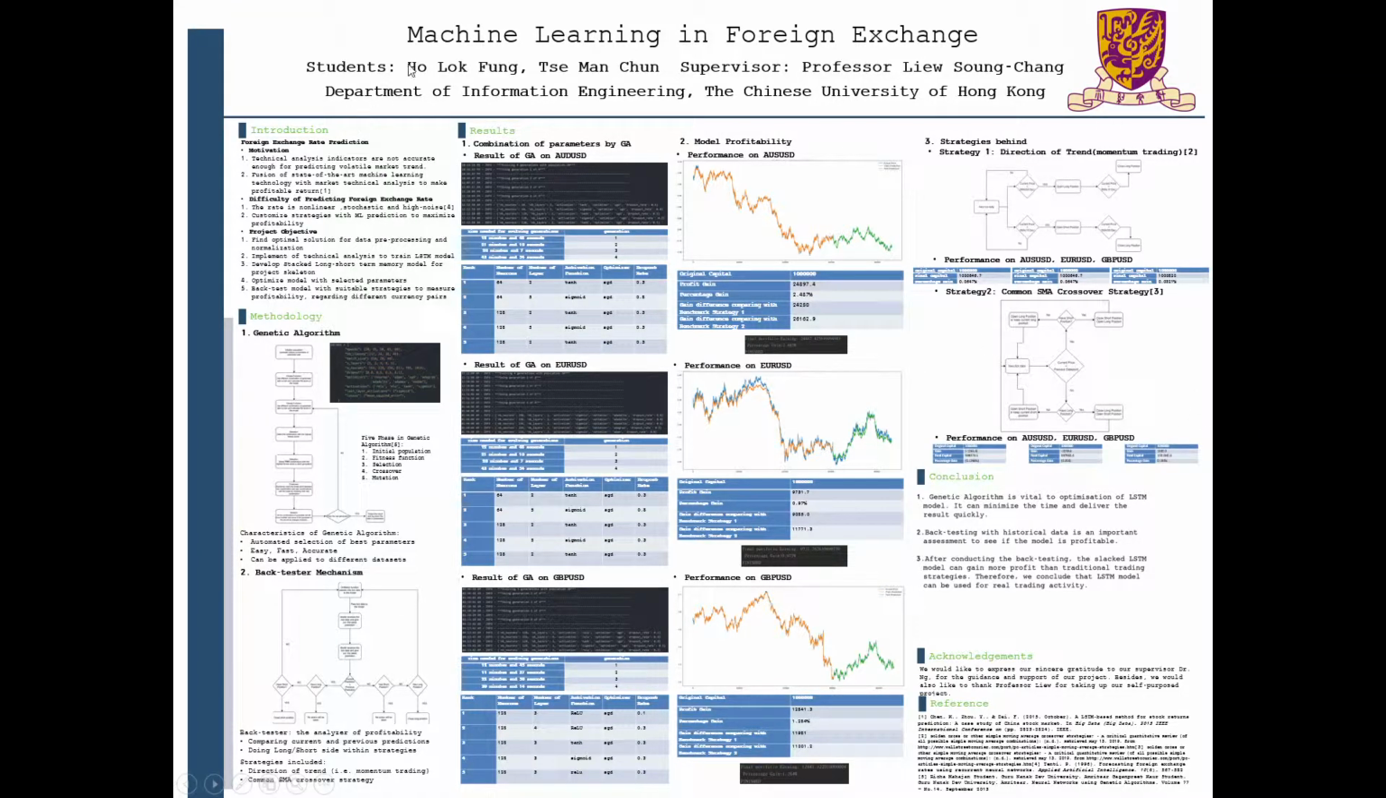Today I would like to talk about machine learning in foreign exchange. Last semester, we created an LSTM model to help us predict the trend of different types of currency pairs, and we did achieve significant success. So this semester, we'll focus on model optimization as well as backtesting.